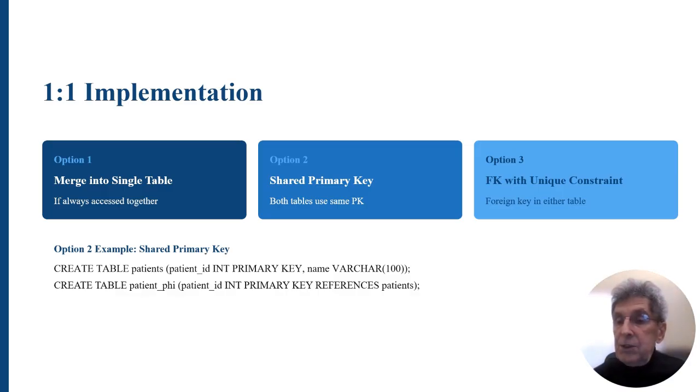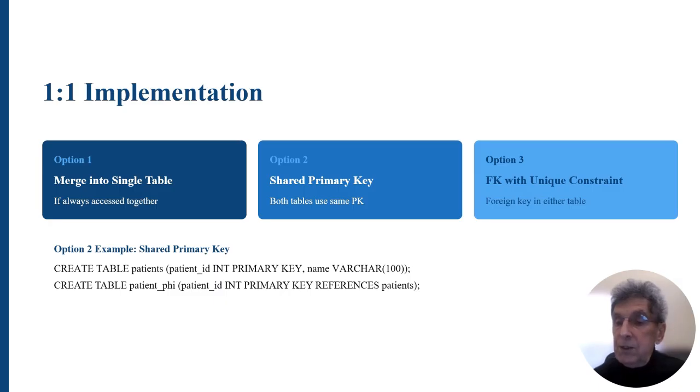Option 2, a shared primary key. Both tables use the same primary key. The patient table has patient ID as the primary key. The patient protected health information table also has patient ID as its primary key and is simultaneously a foreign key referencing patient. They share that key. Option 3, foreign key with unique constraint. One table has a foreign key to the other, and that foreign key has a unique constraint. The patient portal account table has a patient ID as a foreign key, and we add a unique constraint so that no patient can have two accounts.